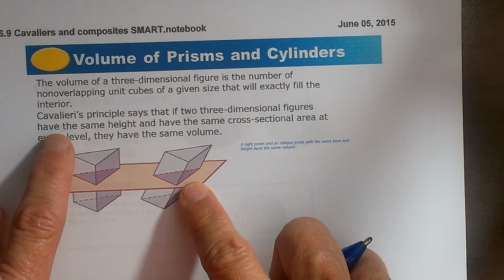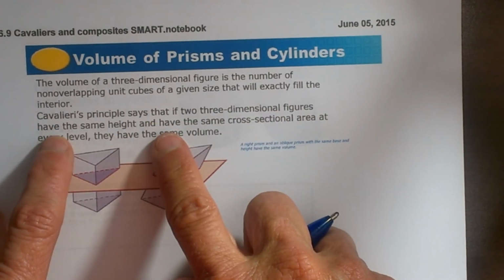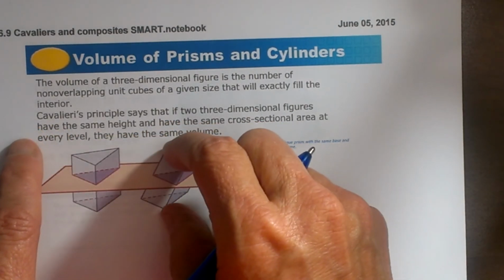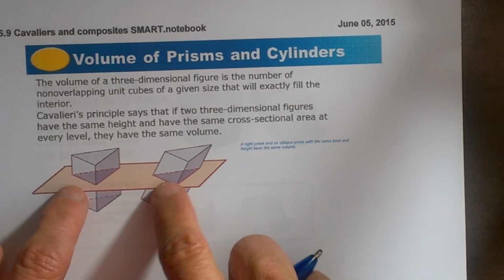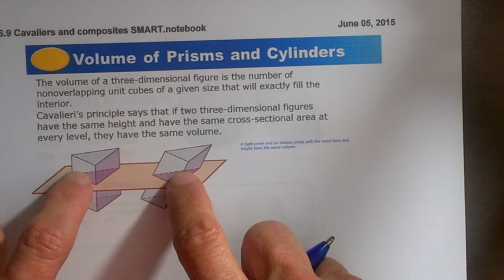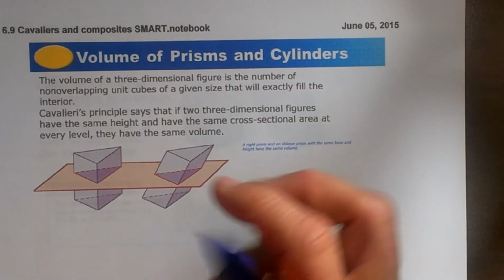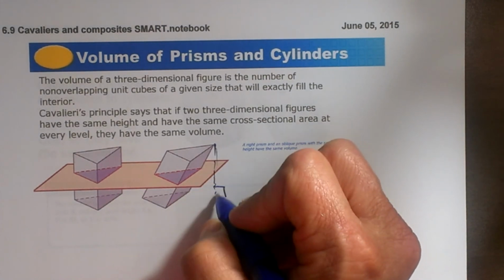Oblique is another word. And Cavalieri's Principle says that if these two figures have the same height, so top to bottom, same height, and they have the same cross section, so their bases are the same size, then they have the same volume. So really, a slanted one, you treat exactly like one that's straight up and down. You just have to be careful to find this height.